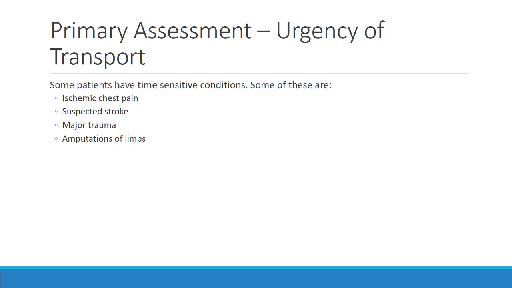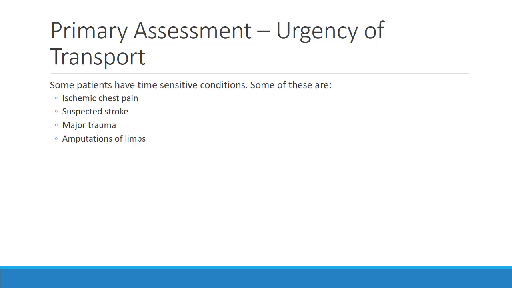Suspected stroke is very time sensitive, as well as major trauma and amputation of limbs. All of these need to be in the hospital to be definitively treated. So the ischemic chest pain, they likely will need a cath lab. Suspected strokes, they will likely need to have a CT done, and then probably have some thrombolytics or possibly some sort of intervention.